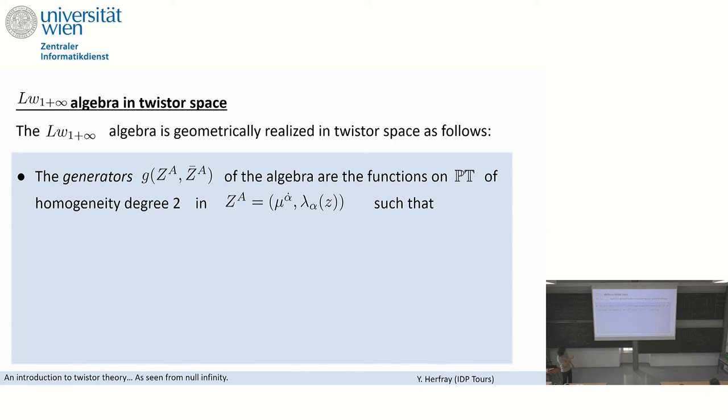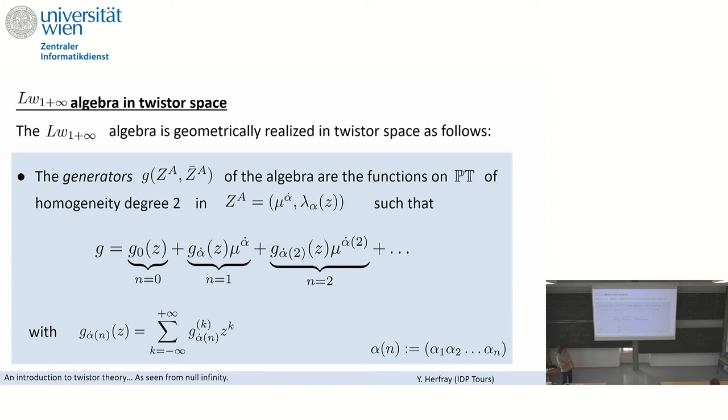The LW1+∞ algebra in twistor space is realized as an algebra of functions which must have the following behavior. Remember the coordinates in twistor space: the lambdas are a function of z. So we have functions of z, but also of mu. We are going to require that this function g, which is going to be the generator of the algebra, is holomorphic in mu. They are holomorphic, and therefore they have this Taylor series in mu, so it's a polynomial in mu. But in z, it's not holomorphic: you have a singularity and you have a Laurent series, or it's holomorphic everywhere but at a point, depending on the way you think of it. You have a Laurent series in z, while you just have a Taylor series in mu. That's going to be the generators of the algebra, just as simple as that.